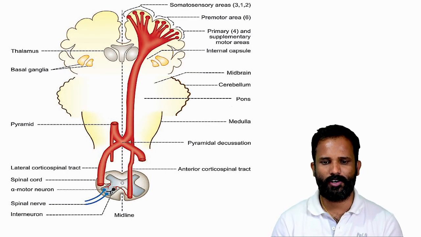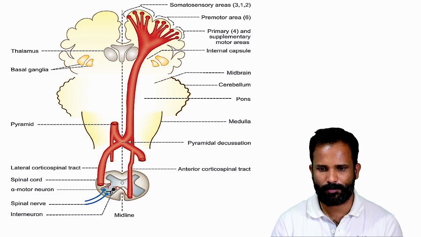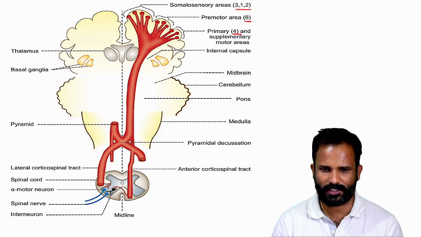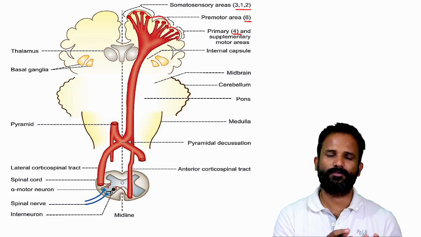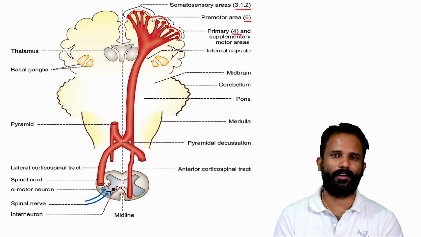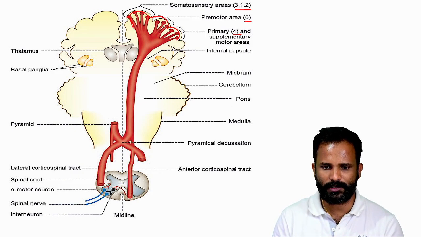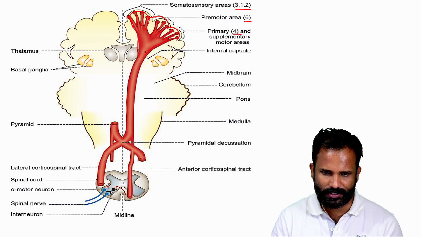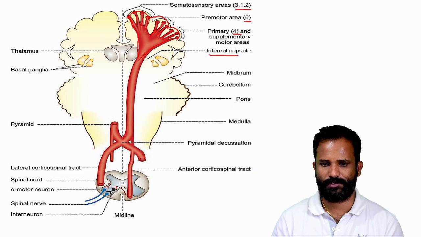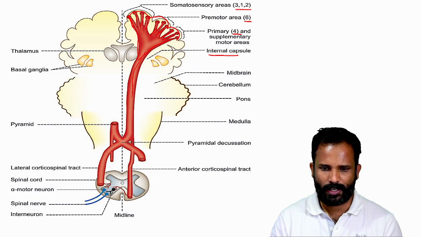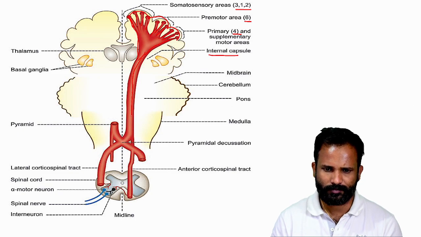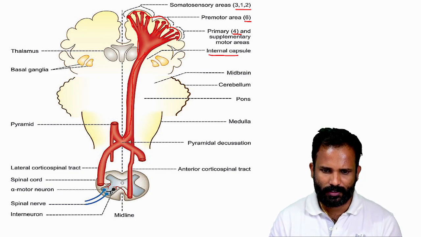So coming to the origin, it takes origin from the motor cortex, premotor cortex and somatosensory area. That is a huge area over the cerebral cortex involving the frontal lobe as well as the parietal lobe. The fibers radiate from there, and this radiation we call corona radiata. All these fibers converge and pass through the internal capsule and enter the brainstem: midbrain, pons and medulla. At the lower end of the medulla, they will decussate.